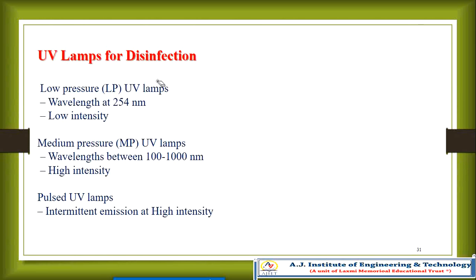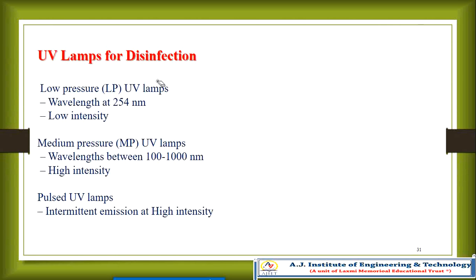UV lamp for disinfection. What is a UV lamp? It relates to the light intensity of the lamps. For low pressure UV lamps, the wavelength is 255 nanometers, with low intensity. For medium pressure, MP, UV lamps have wavelengths between 100 and 1000 nanometers with high intensity, and pulsed UV lamps give intermittent emission at high intensity. There are three categories: low pressure, medium pressure and pulsed UV lamps.